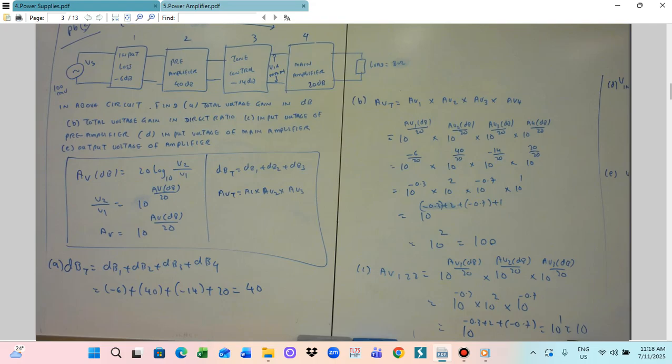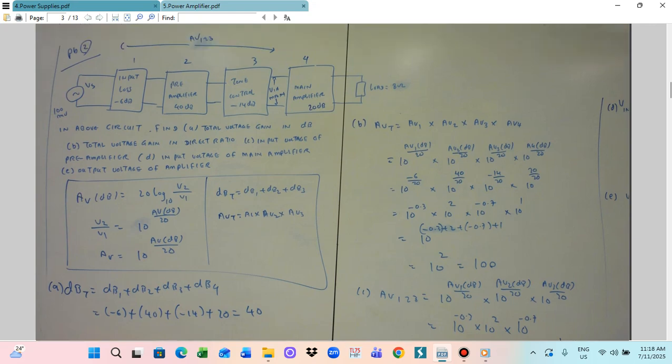Okay, so for this circuit, we have to calculate the total gain, total dB. So total dB is the sum of all the dB. Each of the stages has a gain or loss.